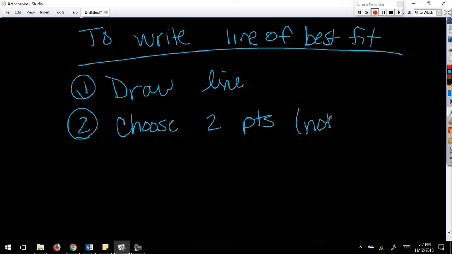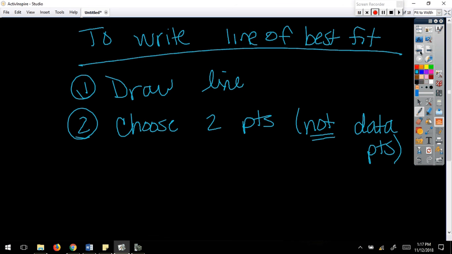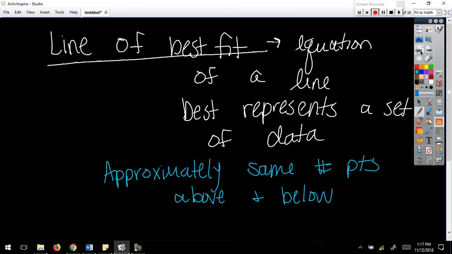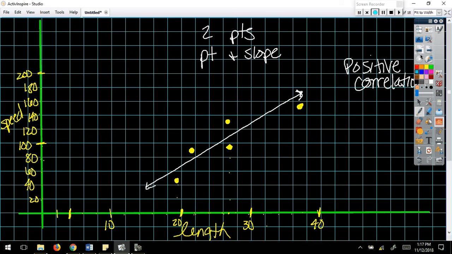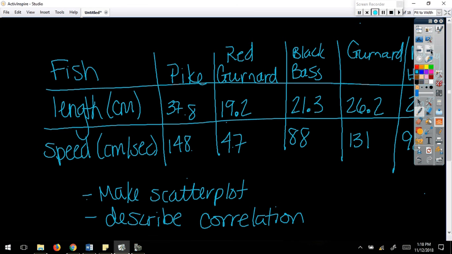There may be some, but I don't want to just choose 2 random points because those might not lie on my line. If you look at the line of best fit that I drew when I did the fish, none of the data points actually lay on that line. If I use this point and this point, it's just connecting those 2 points, and that's not what I want to do.